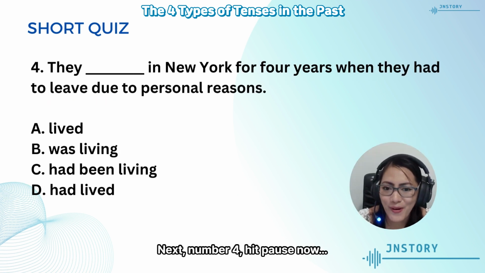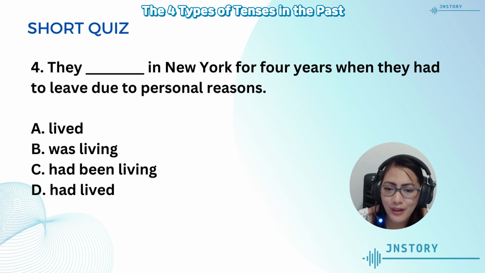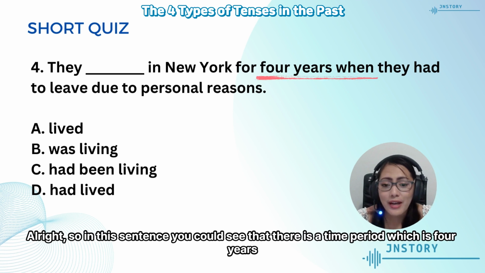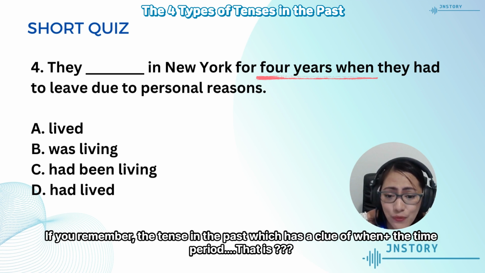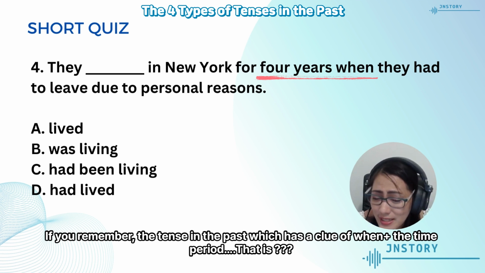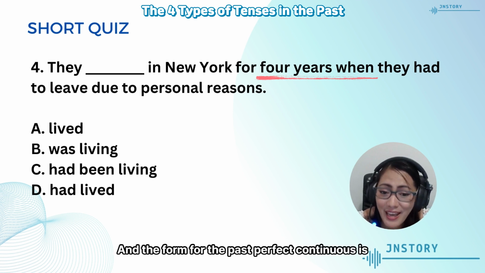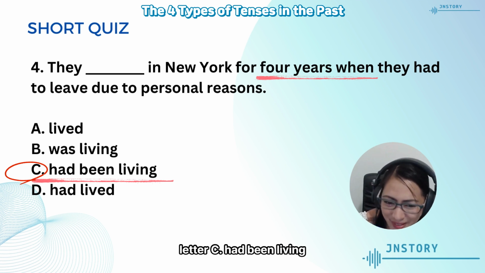Next, number 4, hit pause now. Alright, number 4, they blanked in New York for 4 years when they had to leave due to personal reasons. Letter A, lived, B, was living, C, had been living, or D, had lived. Alright, so in this sentence, you could see that there is a time period which is 4 years. If you remember the tense in the past which has a clue of when plus the time period, that is past perfect continuous. And the form for the past perfect continuous is letter C, had been living.